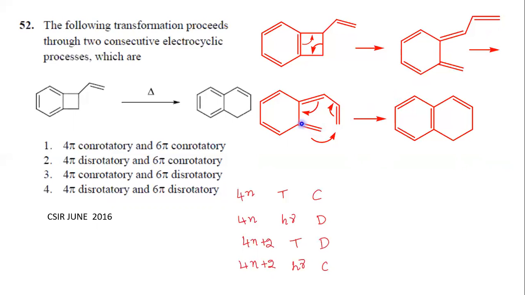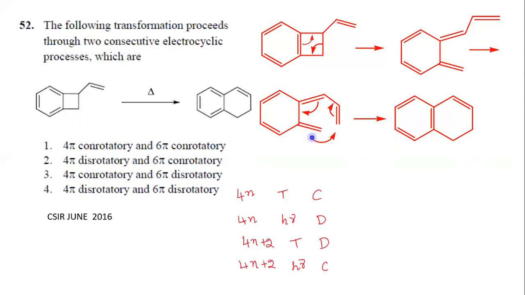Now, we should consider this conjugated system. So here we have 6 pi electrons. 6 pi electrons is an example of 4n plus 2, under thermal condition. In a disrotatory fashion, we should close the ring. So this pi electron will go here, and this pi electron will go here, and this pi electron will come here and make this double bond, and this is the product produced.